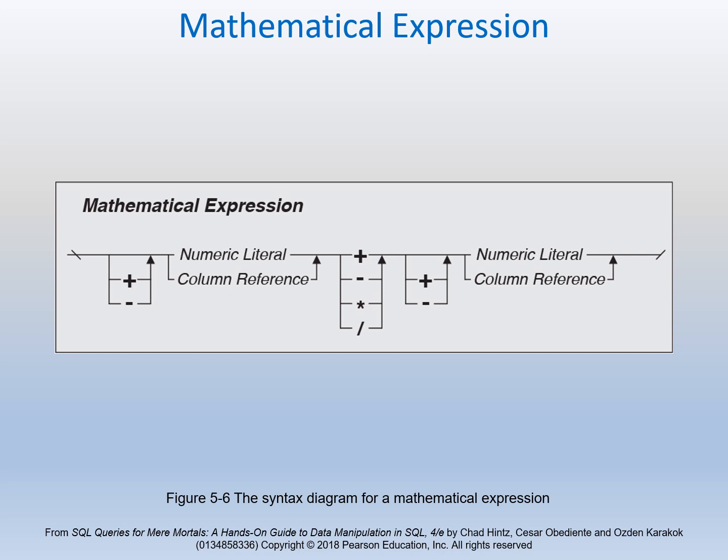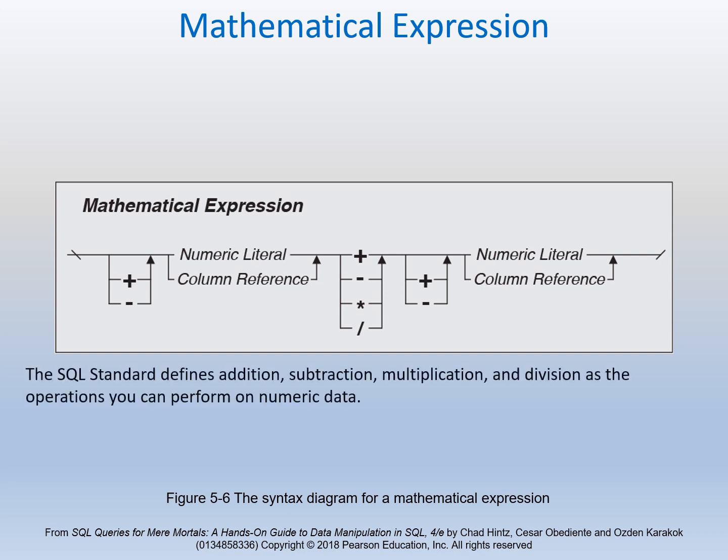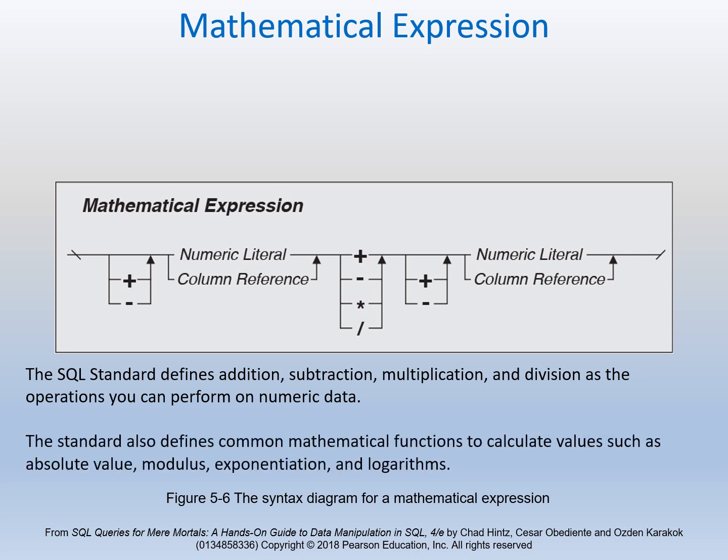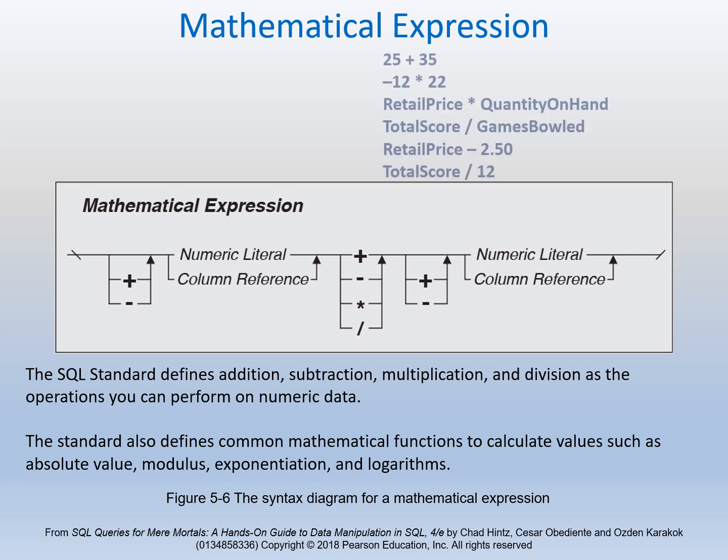Mathematical expressions. They are simply mathematical operations on literals or columns. The SQL standard defines addition, subtraction, multiplication, and division as the operations you can perform on numerical data. The standard also defines common mathematical functions to calculate values such as the absolute value or the exponent or the log of a number. So we are not covering all of the mathematical operations that are allowed. We're just going to cover the few basic ones in this chapter: subtraction, addition, multiplication, and division.